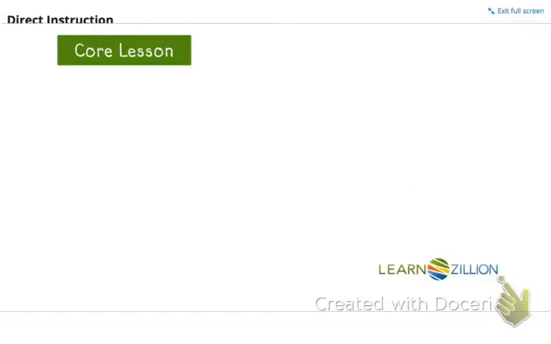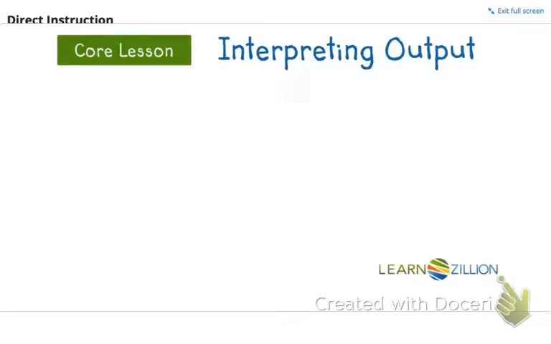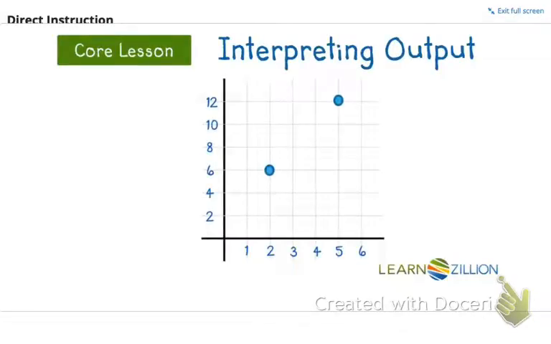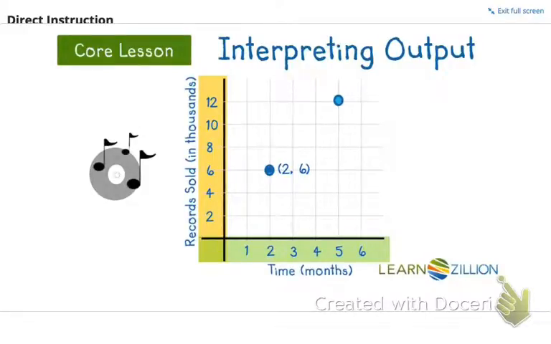One of the most critical and challenging parts of reading a graph is interpreting the output. You should be able to identify the input and the output for a point on the graph. When the input is 2, the output is 6. This is the point (2, 6). But what does that mean? It is meaningless without using the labels to interpret.